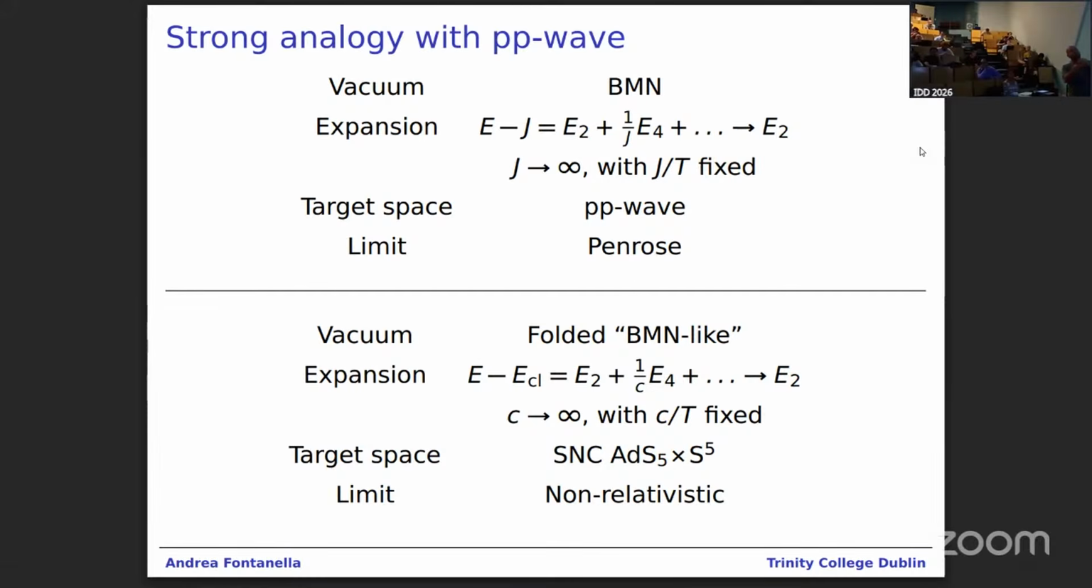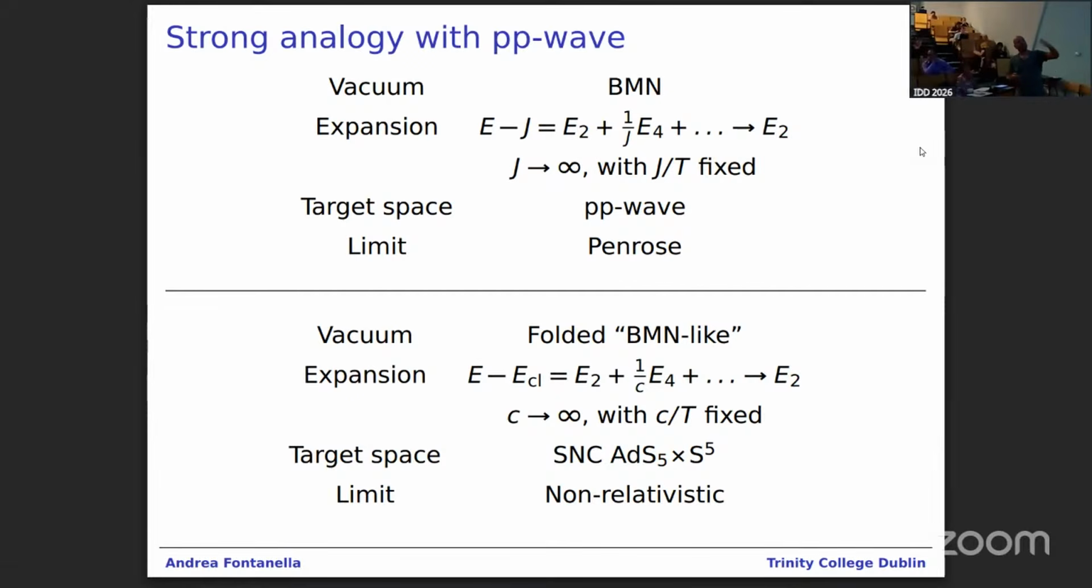So in that case, your vacuum is the BMN. You expand the energy around the classical solution, and you have quadratic oscillators plus all the corrections. And by keeping J over T fixed and sending J to infinity, you can kill all the corrections, and you go into the real BMN limit, and you just have the quadratic oscillators. So when you do that, the dispersion relation becomes exact, and the target space that the string is probing is actually a limit of the AdS5 x S5. It's called the pp-wave, and the limit in question is the Penrose limit.